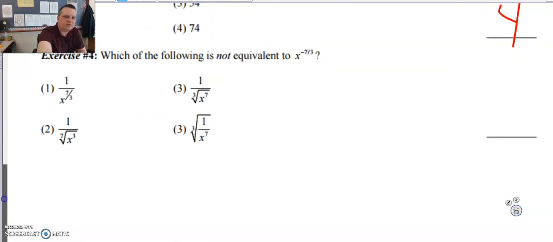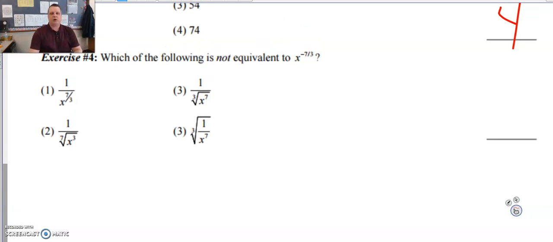Now, which of the following is not equivalent? So how do I rewrite this? I could rewrite it as 1 over x to the 7/3. It's not equivalent, so that's good. What else could I do?